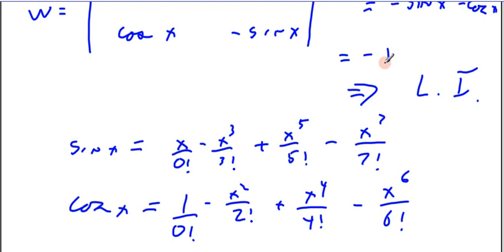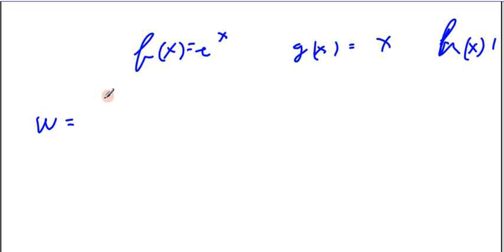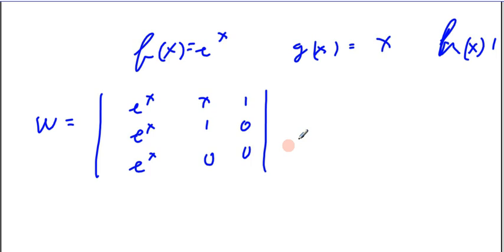One more? All right, one more. f of x is e to the x. g of x is x. That's a good one because it's good to get the derivative. And h of x is going to be 1. So the Wronskian is going to be e to the x, e to the x, e to the x, x, 1, 0, 1, 0, 0. That's 0, that's 0, boom, boom, boom, 0, 0, 1, 1, 1. So 0, 0, 0, e to the x, minus e to the x.